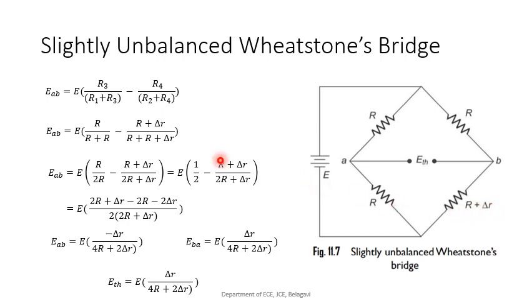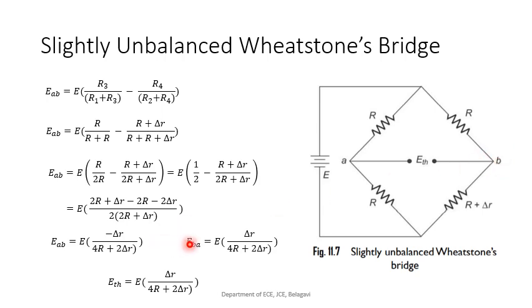So what you have to do is take the general equation, substitute the value, and simplify. Here you will get the voltage EAB between A and B, which has a minus delta R. What this minus delta R indicates is that the voltage at point A is smaller than the voltage at point B.